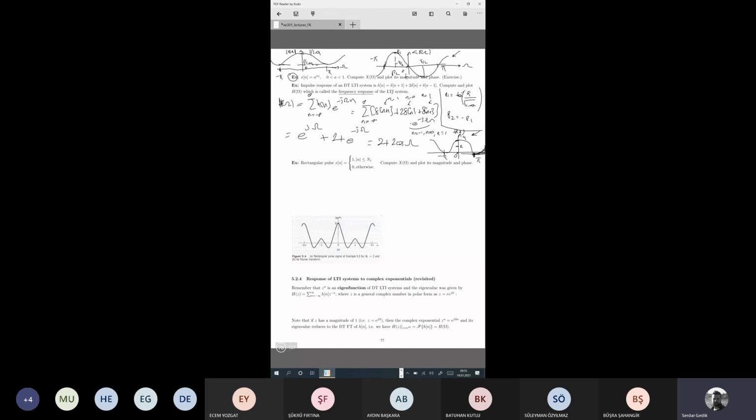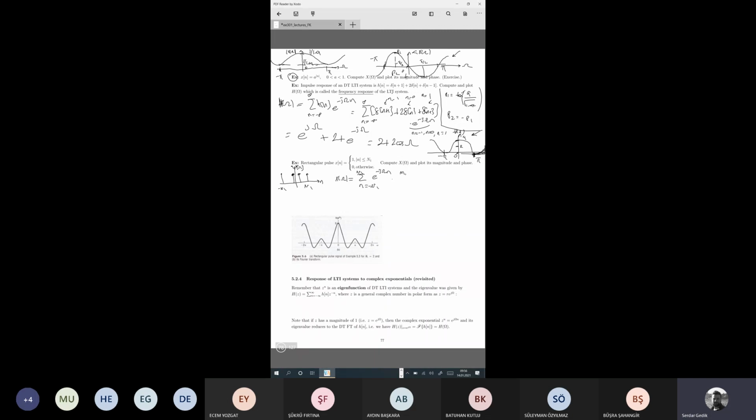Next example is about a rectangular pulse. It is defined as 1 for n in the interval plus and minus N1. Compute X(ω) plus its magnitude and phase. So first let me draw x[n]. This is my x[n] from minus N1 to plus N1. So X(ω) is simply the summation over n from minus N1 to plus N1 of e^(-jωn).